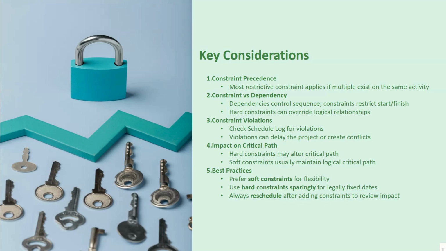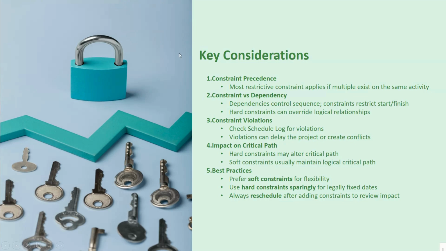So if you apply multiple constraints to the same task or the same activity, the software will only honor the most restrictive one. It's smart enough to figure that out, but it's good for you to be aware of it.